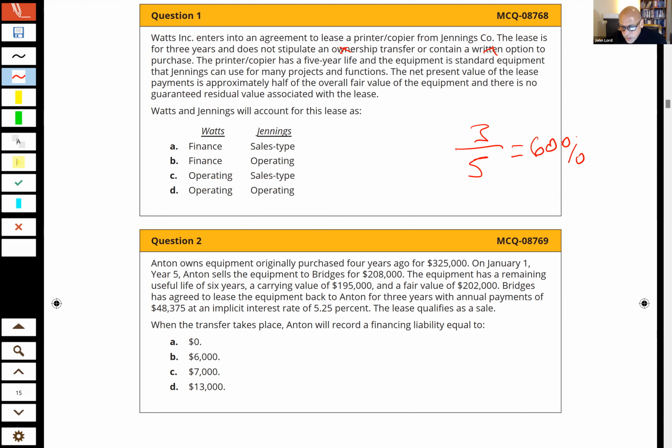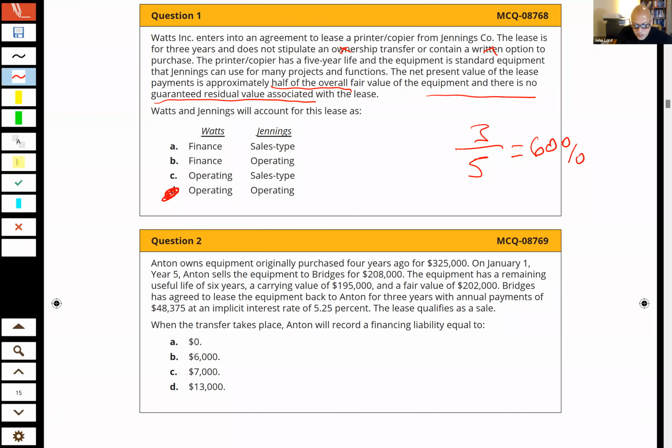So I'd say we don't have the use of the life. Get rid of that. Okay, and then the net present value of the lease payment is equal to approximately half. Okay, there is no guaranteed residual value. Okay, so we haven't seen any of the criteria here for the lessee to treat this as a finance lease. So this has to be an operating lease, and so it was either C or D there for the lessee.